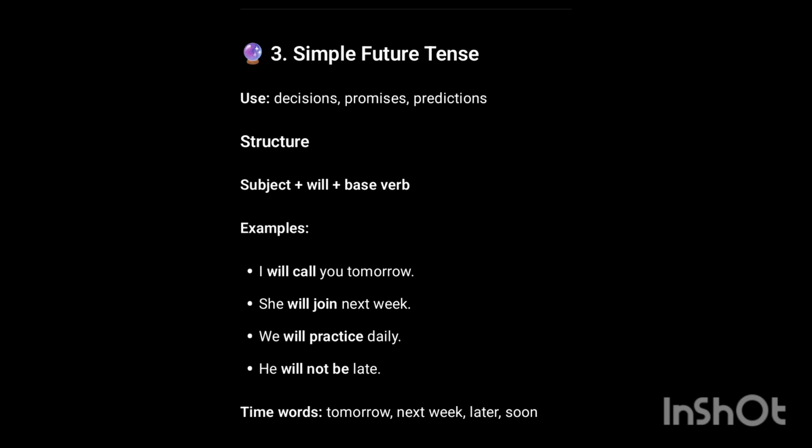The structure is simple: subject plus will. Always we use will in the future, will plus V1. And in a negative sentence, subject plus will not plus V1. The common time words are tomorrow, soon, later, next week, next month, next year, in the future, tonight, one day.